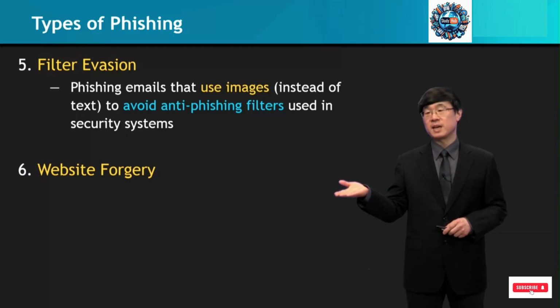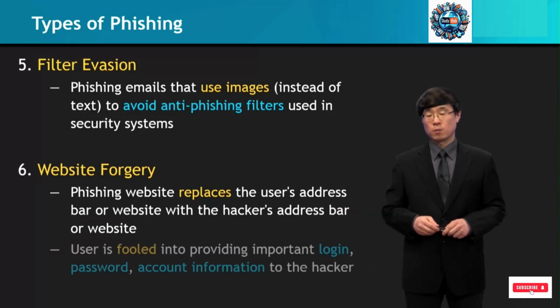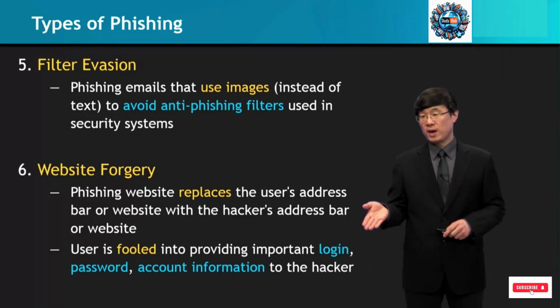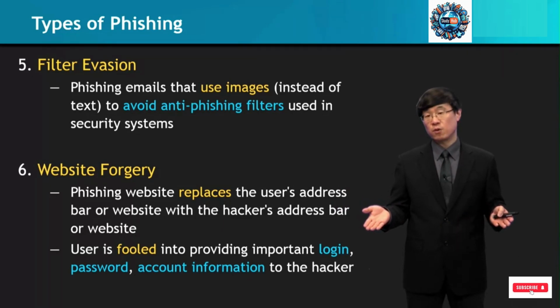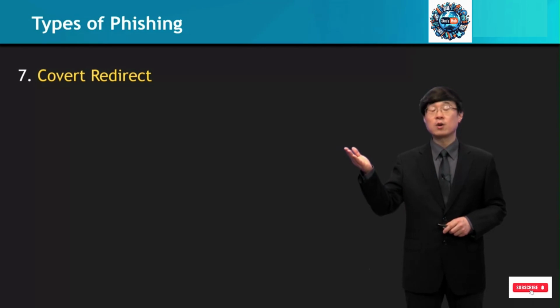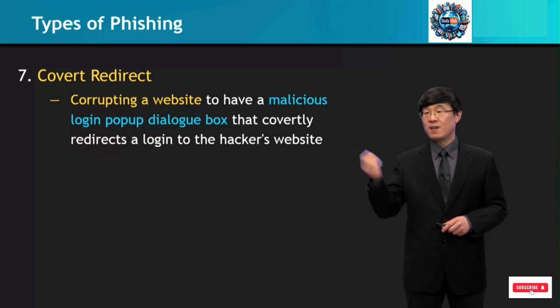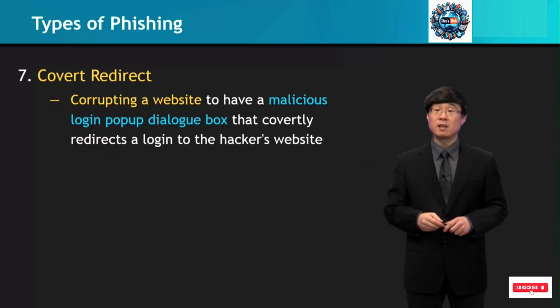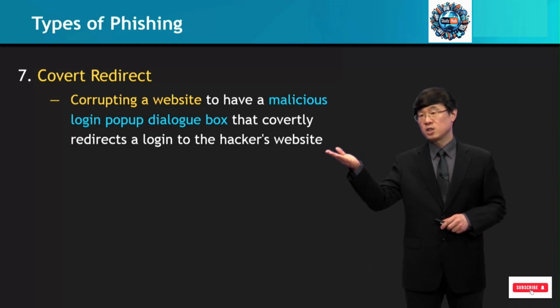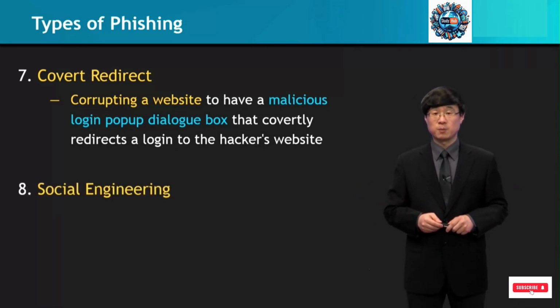Then the next type is website forgery. In here, a phishing website replaces the user address bar or website with the hacker's address bar or website. The user is fooled into providing important login information, password information, and account information to the hacker. The next type is covert redirect. In this type, a website is corrupted to have a malicious login pop-up dialog box that covertly redirects a login to the hacker's website. So after login, you're giving up your important information. In addition, you're logging into a website that you're not supposed to.